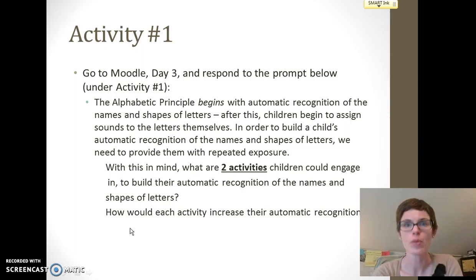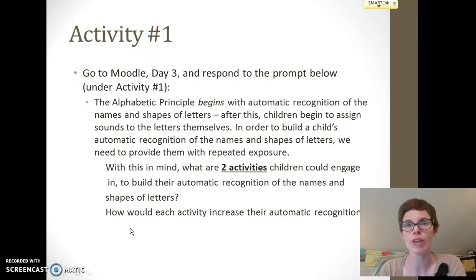With this in mind, what are two activities? You can go back to the Reading Rockets website, or you can look on Pinterest or any other site, Teachers Pay Teachers, to look at two activities children could engage in to build their automatic recognition of the names and shapes of letters. Again, we need the names and shapes of letters for the kids in order for them to then make the jump that shape and that letter name corresponds to a sound that they speak. That's the alphabetic principle, that's phonics.